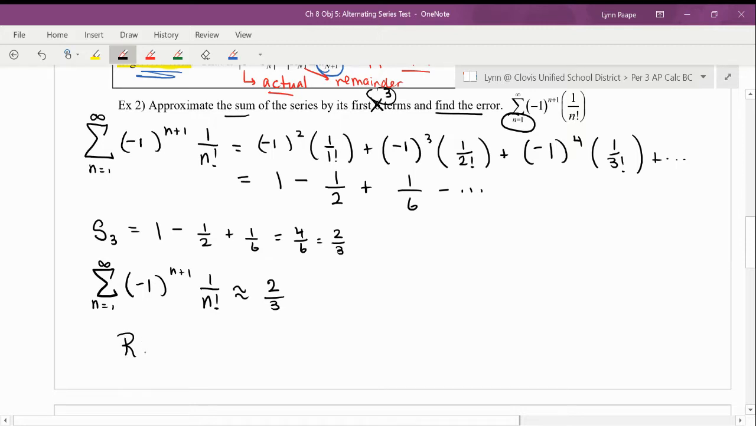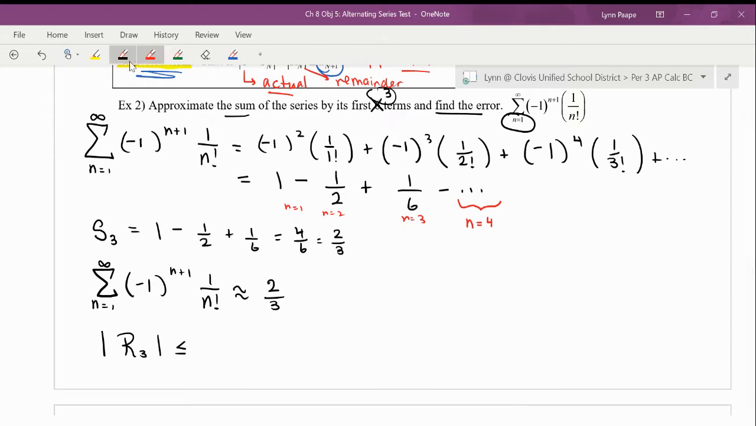So the remainder of my third partial sum, what I just found, has to be less than or equal to the first term I didn't use. So what was the first term I didn't use? I didn't use the one for n equals 4, right? Because this was n equals 1, n equals 2, n equals 3. So my remainder has to be less than or equal to the first term I didn't use, for when n was equal to 4.